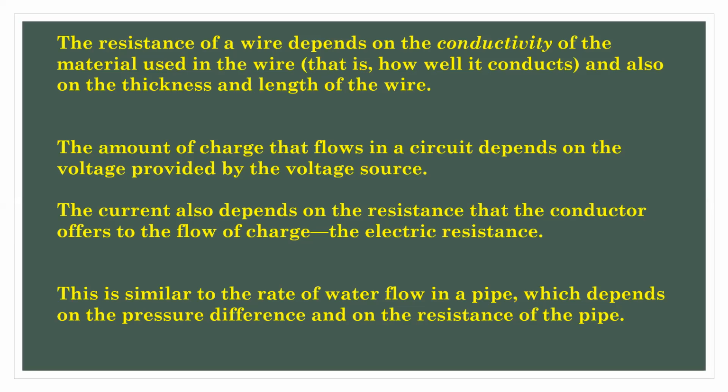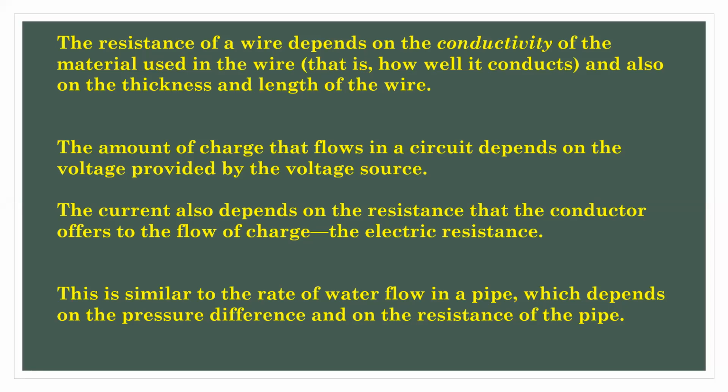What does it mean? If you have two pipes, one is plastic and one is metal, will the flow of charge in the plastic be the same as in the metal? No. Why? Because the flow of charge does not only depend on the potential difference, it also depends on the resistance of the pipe. So the flow of charge, the current, depends on the voltage, and also depends on the resistance of the wire.